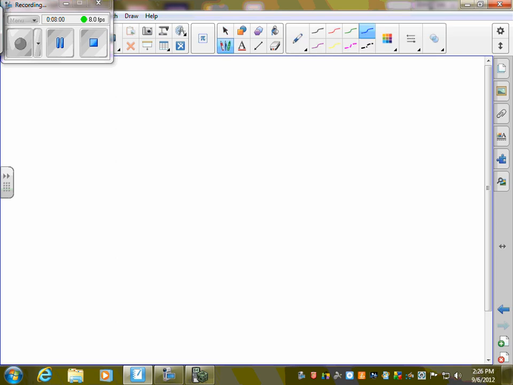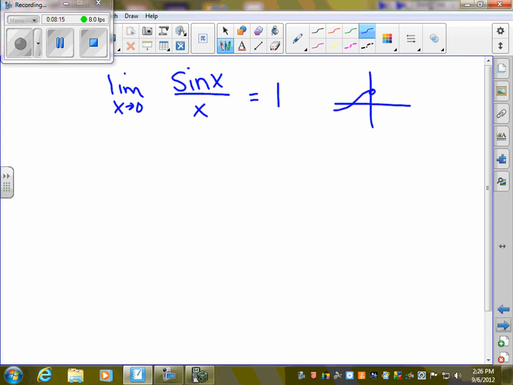Okay, that being said, you need to remember, this is a really important limit. The limit as x approaches 0 for sine of x over x equals 1. Again, if we look at it graphically, we were talking about the fact that there was a hole right there at 0, 1. So that hole is at 0, 1. So as you approach 0, that function is approaching 1.